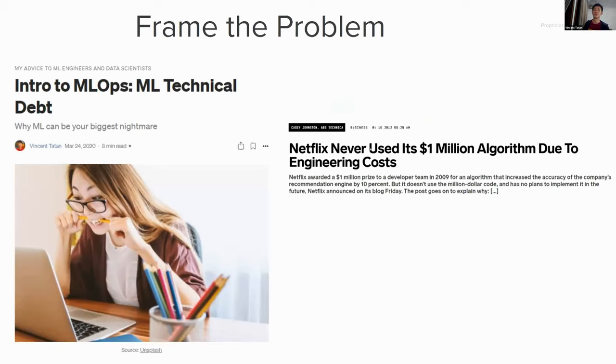So I usually talk about MLOps a lot, and MLOps deals with a bunch of problem framings and monitoring to deliver value. But if you don't look at the problem framing clearly, then what happens is like this Netflix case. Netflix never used its 1 million algorithm due to engineering costs. So apparently the solution is very, very accurate. It's improving the recommendation engine by 10%, but no one is using it, right? It's just a flop because the engineering team suddenly realized that, hey, we cannot support this, it's too slow. So this is something that you need to take a look at.